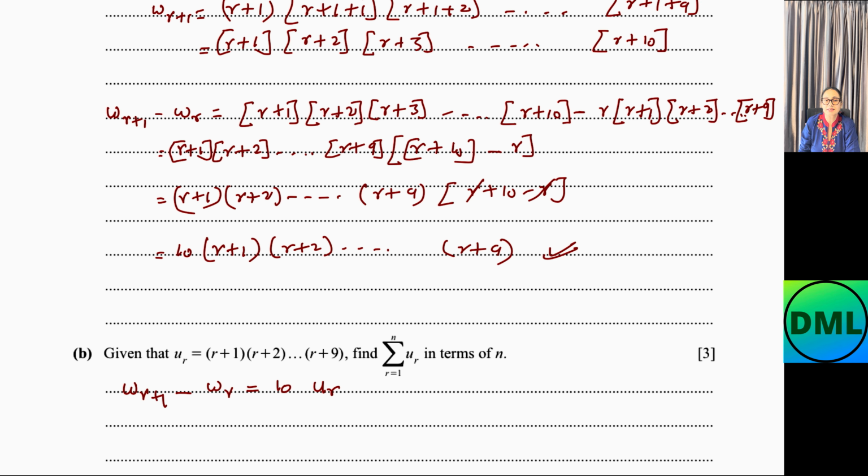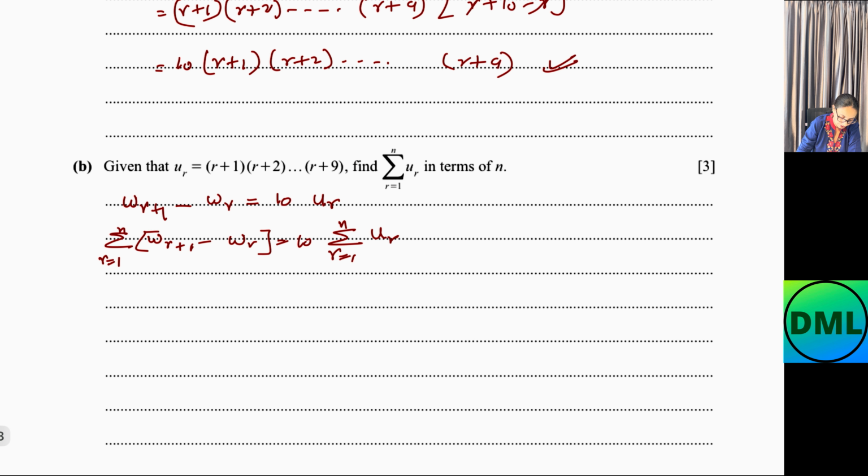I need to get the sum from R equals 1 to N. Let's do the sum here. The sum from R equals 1 to N of W_(R+1) minus W_R is equal to 10 times the sum from R equals 1 to N of U_R. I need to calculate this part, so I divide by 10 on this side. The sum of U_R from R equals 1 to N is given as 1 over 10 times the sum from R equals 1 to N of W_(R+1) minus W_R.